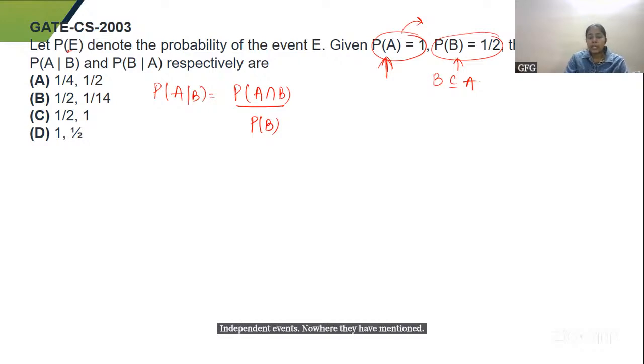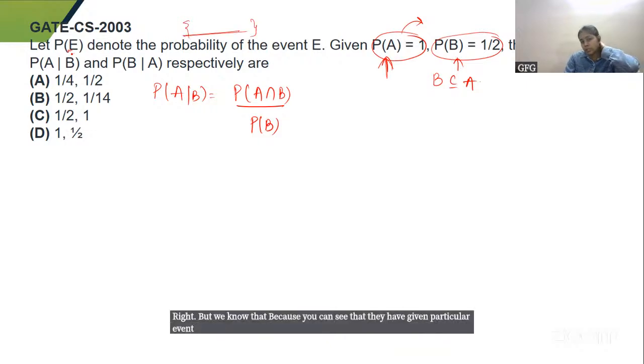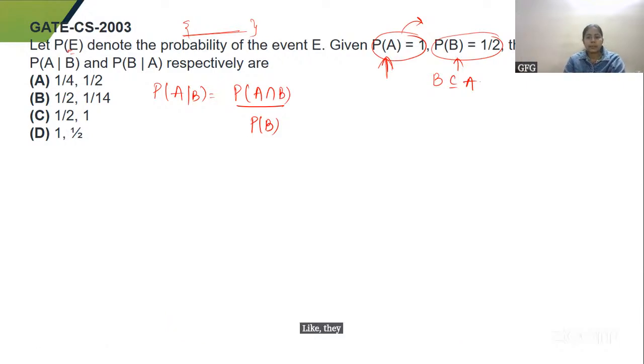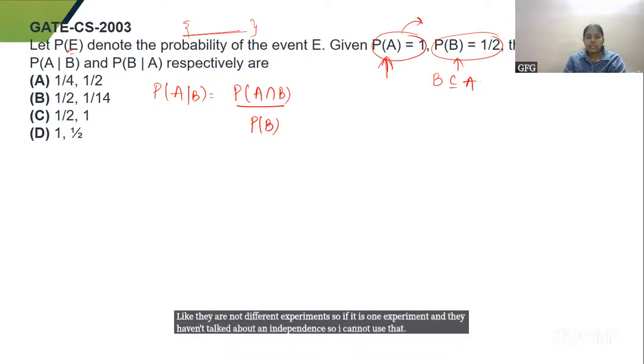But we know that because you can see that they have given particular event E, and now because they have said that they are asking for A intersection B, obviously, if they are asking for a sample space, it should be one particular experiment, right? They're not different experiments. So if it is one experiment and they haven't talked about independence, I cannot use that. So B is a subset of A.